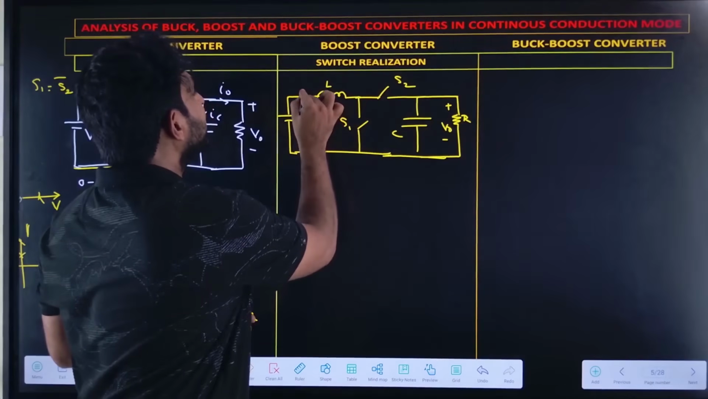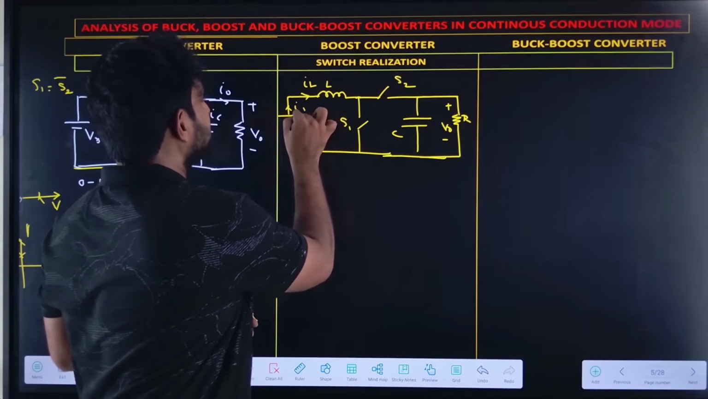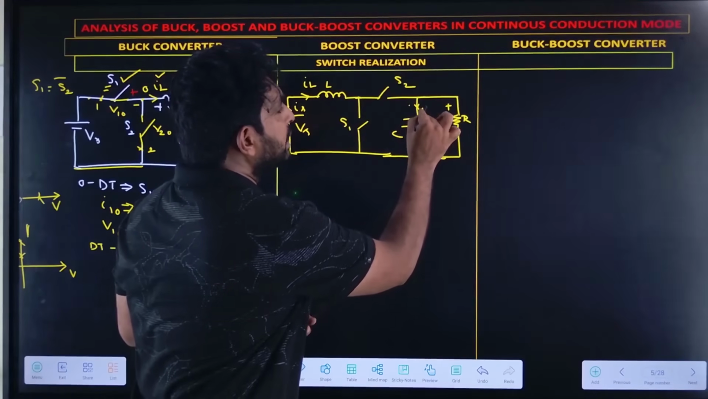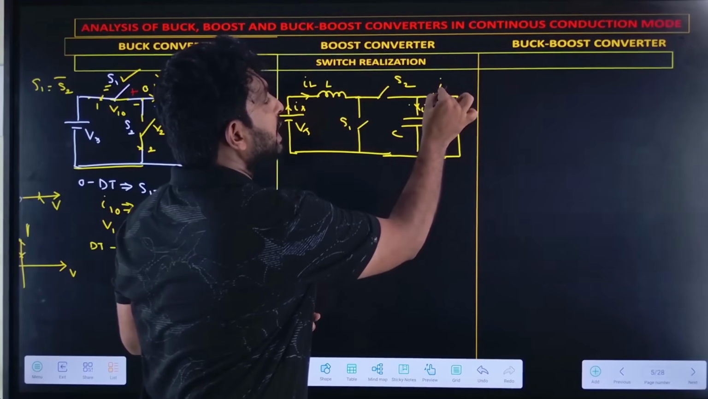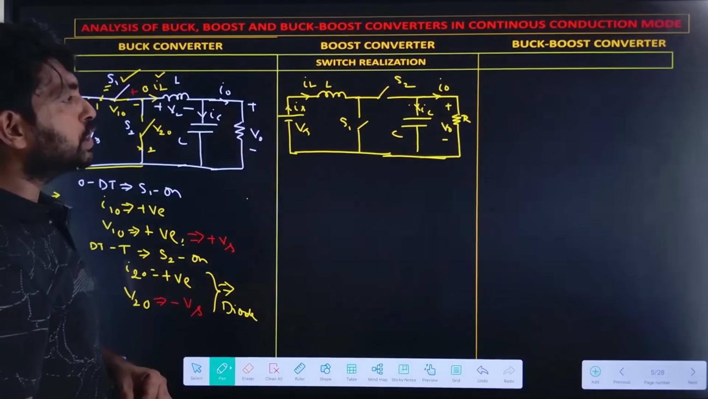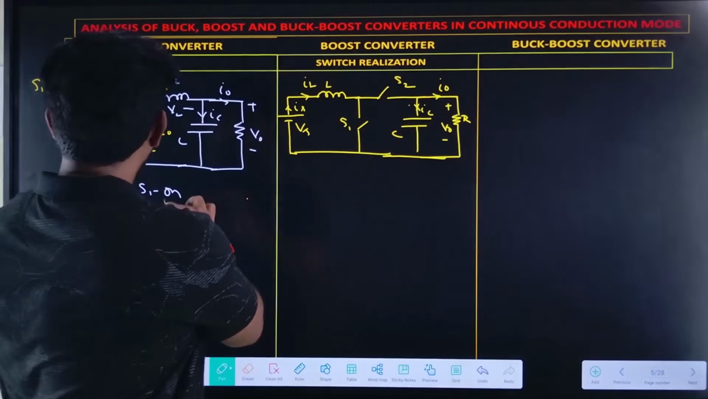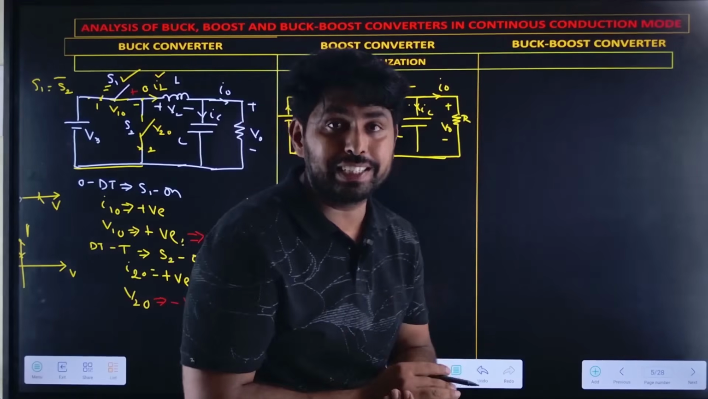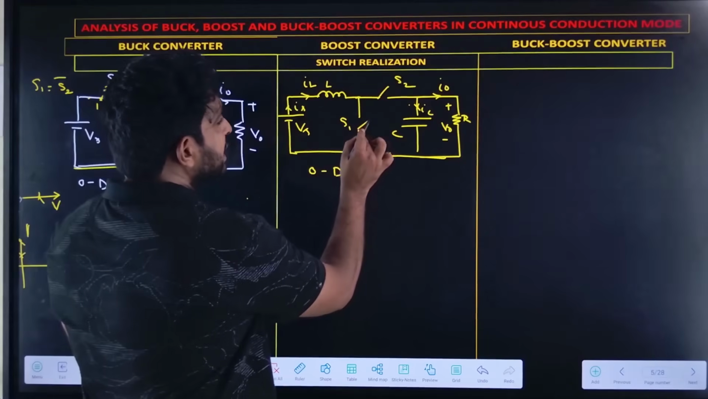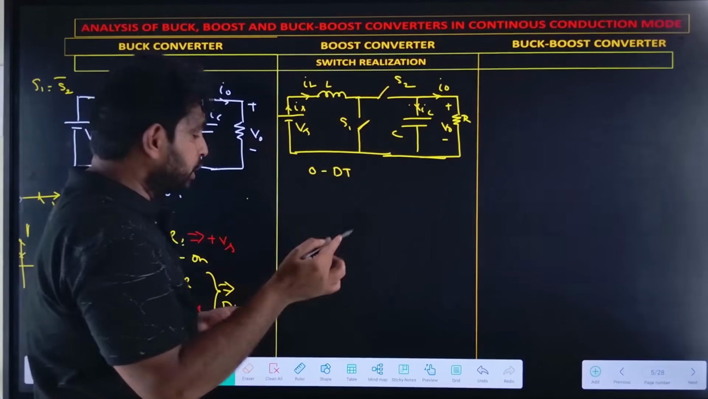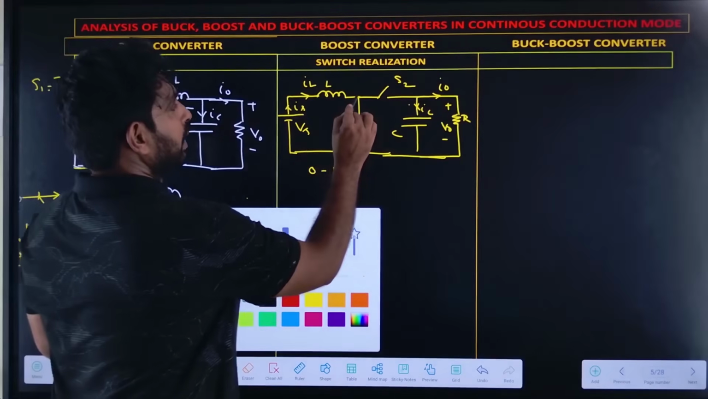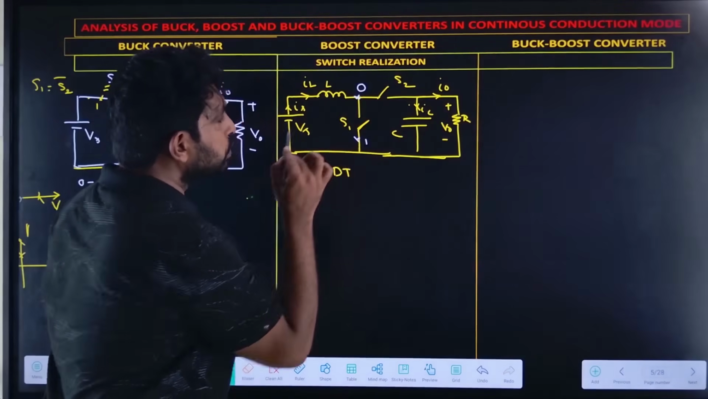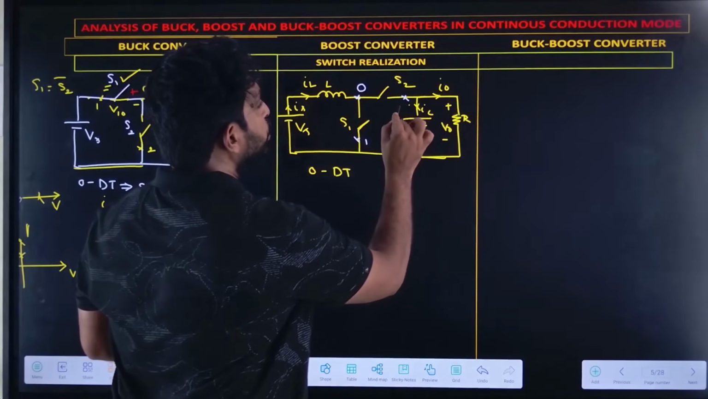Let us assume the inductance current is IL, which is equal to the source current direction. The capacitor current direction is assumed in this direction, IC. The load current direction is assumed in this direction. Now let us find S1, 0 to dT period. Let us realize the switch S1. This is S1. The common point is assumed as O. This switch is assumed as 1O and this switch is assumed as 2O.